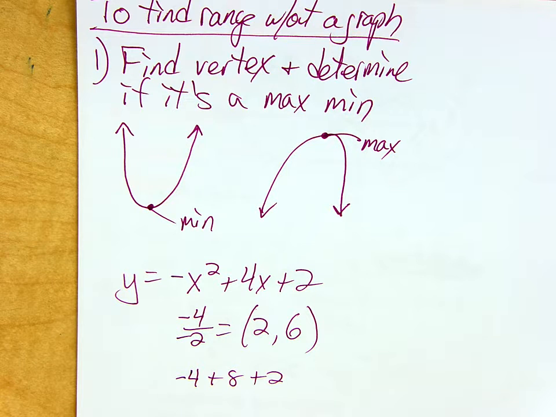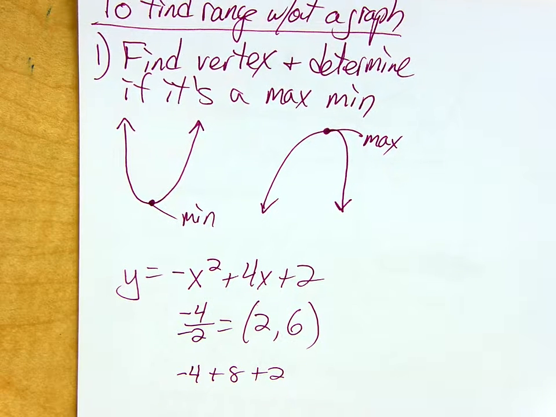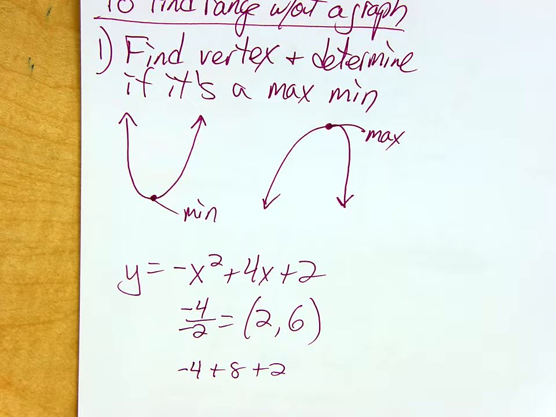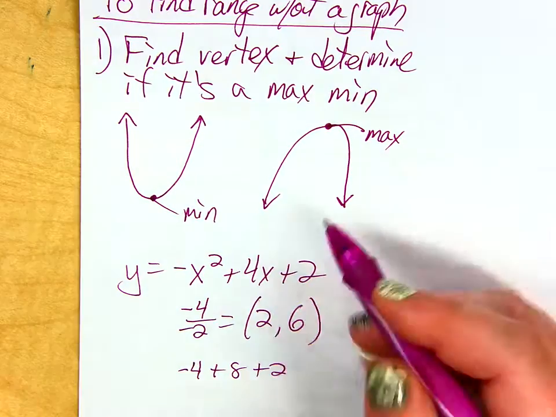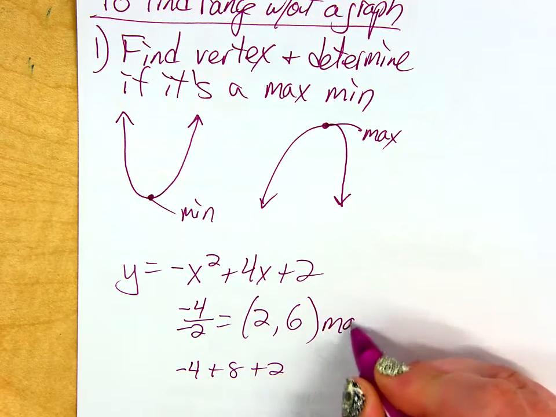Isn't that right? Negative 4 plus 8 plus 2. Yep. And now tell me if this is a max or a min. It would be a max, right? Because my graph is going to be down like a frown. So it's going to be a max.